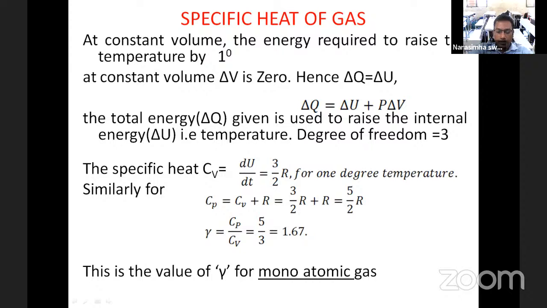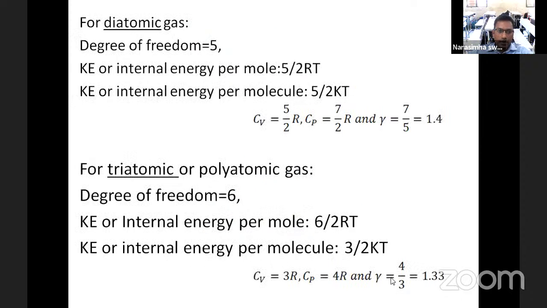Now coming to diatomic gas, the degree of freedom is 5, as we learned earlier. The internal energy per mole is 5 by 2 RT, and per molecule is 5 by 2 kT. Applying the same discussion, Cv is 5 by 2 R for diatomic, Cp is 7 by 2 R, and gamma, taking the ratio, is 7 by 5, which is 1.4, the value for this material.